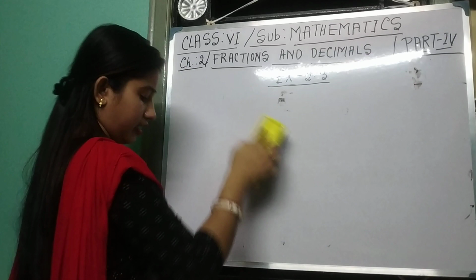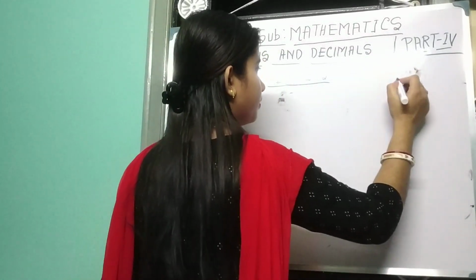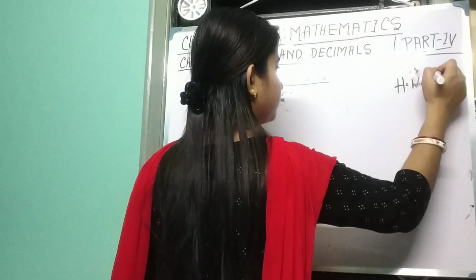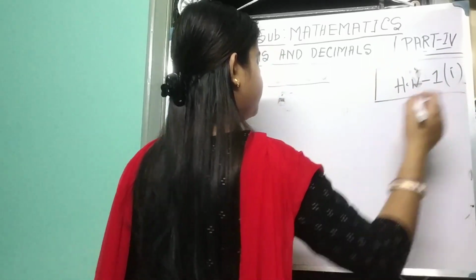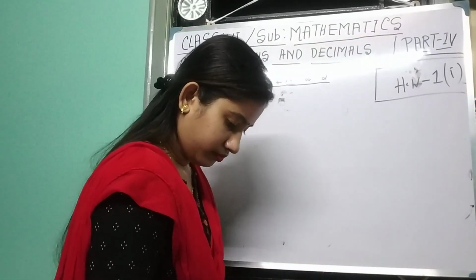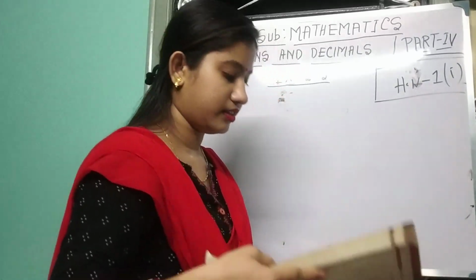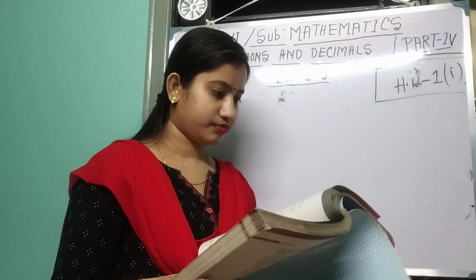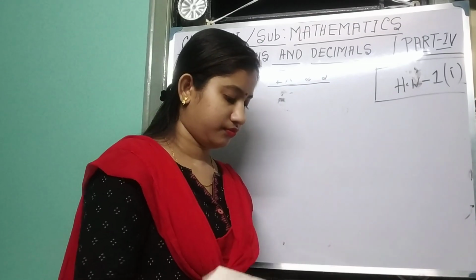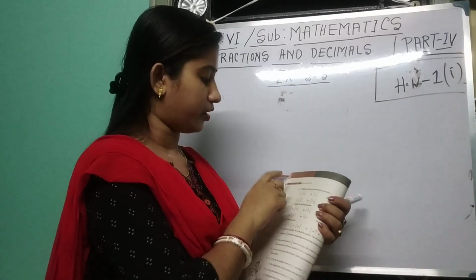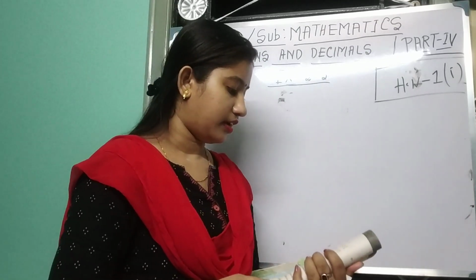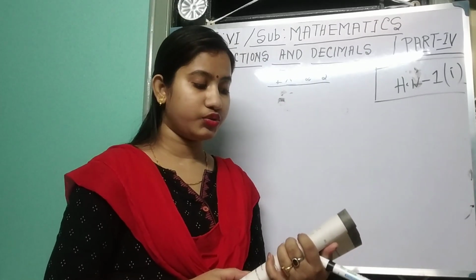So you should try at home part 1 of question 1, the same as number 2. Next, number 2, page number 42. Here it says multiply and reduce to lowest form.